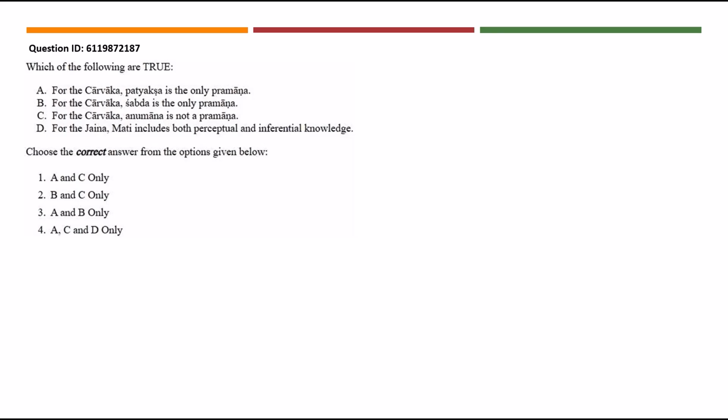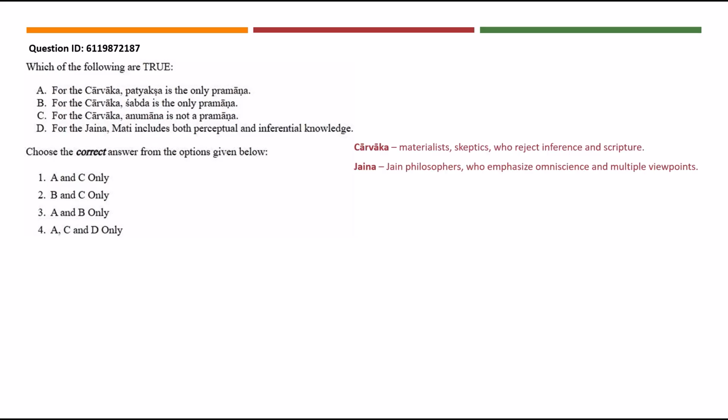Next question: which of the following are true? They have talked about two philosophy groups. One is Sarvaka and another one is Jaina. So who are they actually? Let's have a recap. Sarvaka are materialist skeptics who reject inference and scripture. This is the main point to be noted. Jaina are the Jain philosophers who emphasize omniscience and multiple viewpoints, the perfect or the complete knowledge we saw in one of the questions.